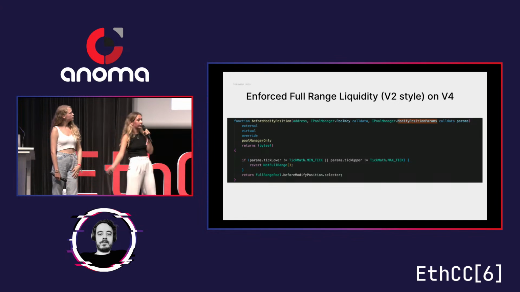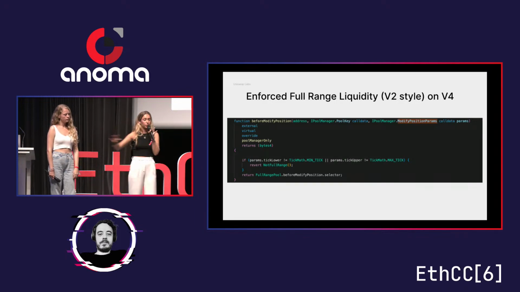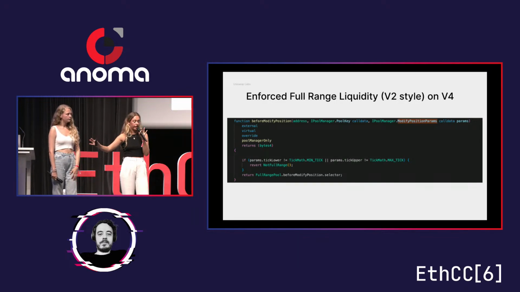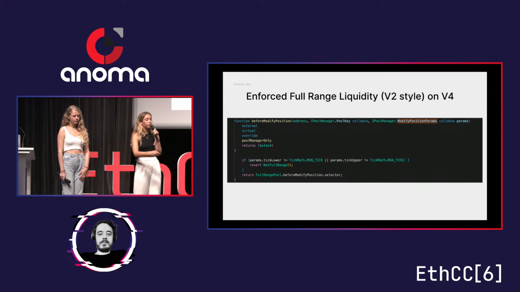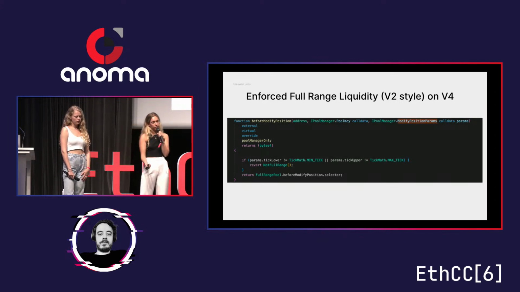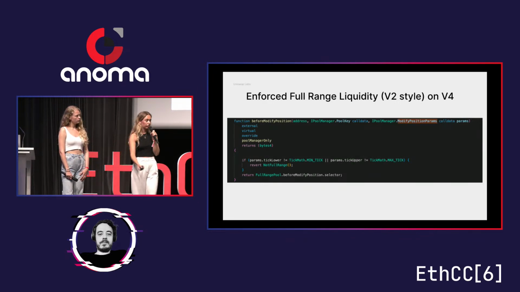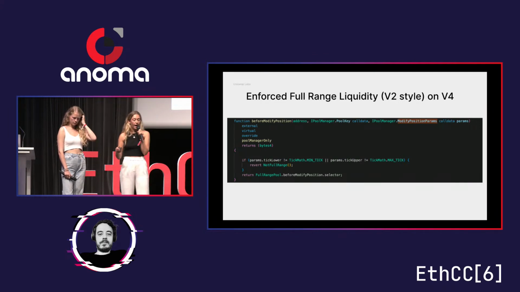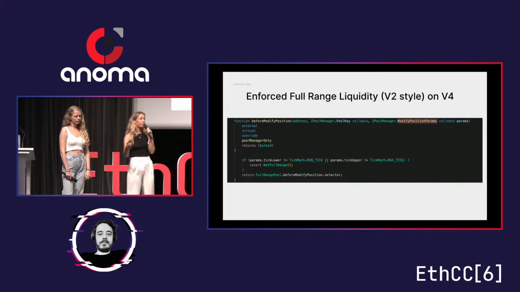All we have to do is check that the tick lower and the tick upper for when you provide liquidity are the min and max tick. That means liquidity is going to be spread across the entire price range. And if that's not true, we just revert. And so you're not able to add liquidity unless these params are true. And so, this is a naive example. There's obviously a lot more you can do here. But this is going to be executed before any liquidity is added into the pool.